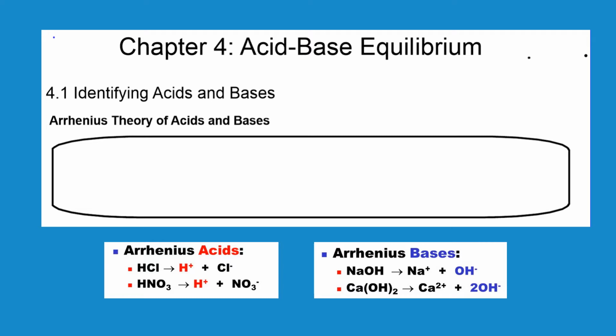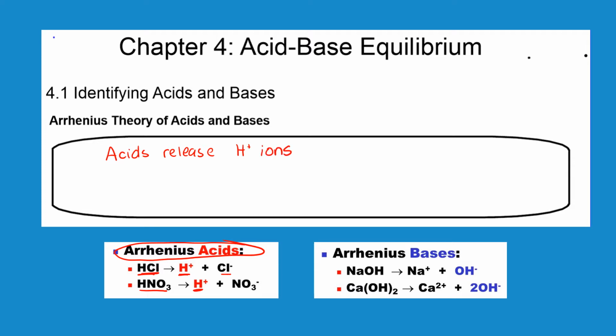So starting out here, we've got the Arrhenius theory of acids and bases. You can see a couple of examples of Arrhenius acids down here at the bottom of the screen. One acid that you may be familiar with is hydrochloric acid. According to Arrhenius, what made this an acid is that it broke down into hydrogen ions and chloride ions. Nitric acid below it, again, we're making those hydrogen ions. And so he said that the hydrogen ions in solution gave acids their properties. So acids release hydrogen ions.